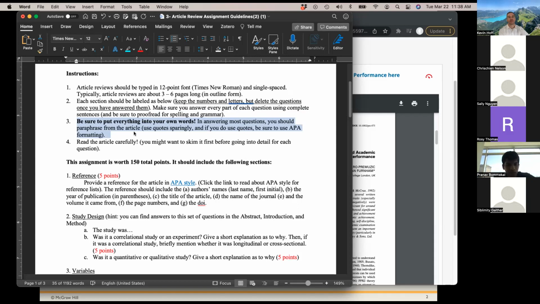So part of this does ask for very specific questions from the article. So if you're going to use a quote from the article, you just got to make sure that you're actually quoting it and including a page number. But generally speaking, I don't really want you to use quotes. I want you to paraphrase from the article. So paraphrasing just means summarizing in your own words the information that's in the article.